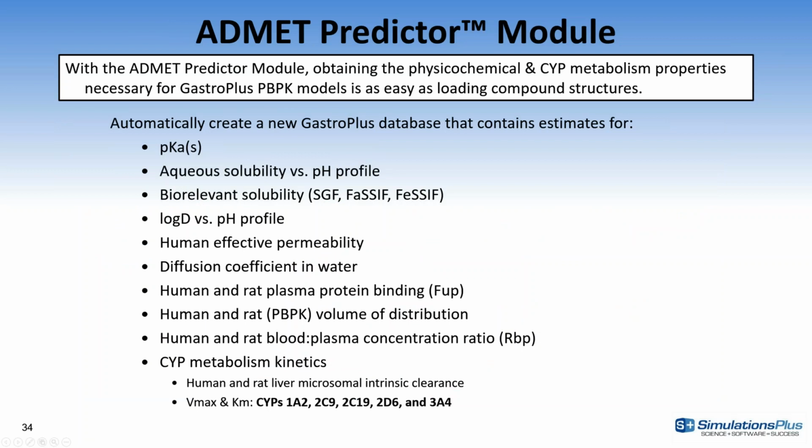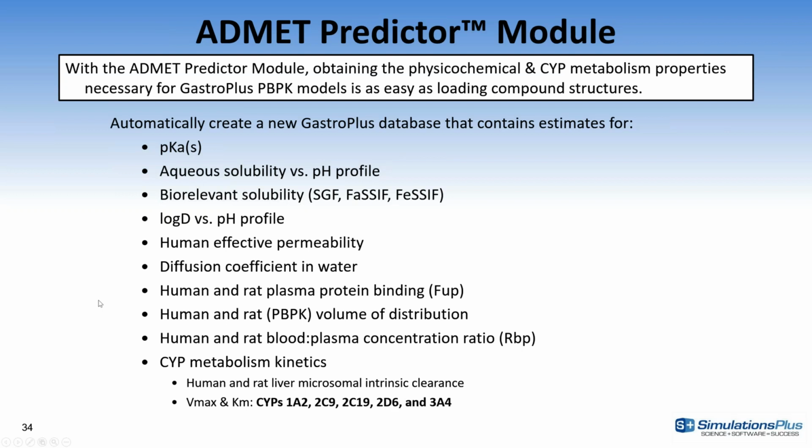For the ADMET Predictor module, this is a particular module in GastroPlus that you can purchase. If you purchase ADMET Predictor standalone, which I just demonstrated, and get the PhysChem, biopharmaceutical and metabolism modules, then you automatically get this module for free in GastroPlus. This allows you to automatically create a GastroPlus database that contains estimates of pKa, solubility, biorelevant solubility, et cetera, all these properties listed here, along with the CYP metabolism kinetics.